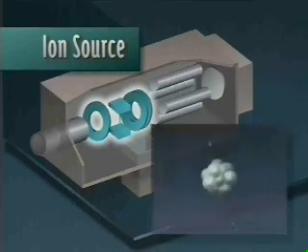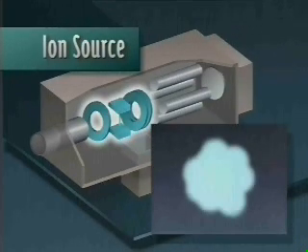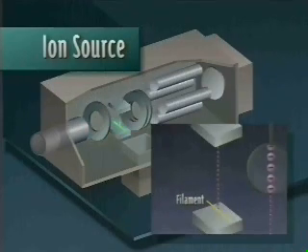One method bombards the molecules with electrons. This results in a charged molecule which fragments into a unique pattern which is characteristic of that specific molecule. A filament is the source of electrons. Electrons collide with the molecule to create ions.